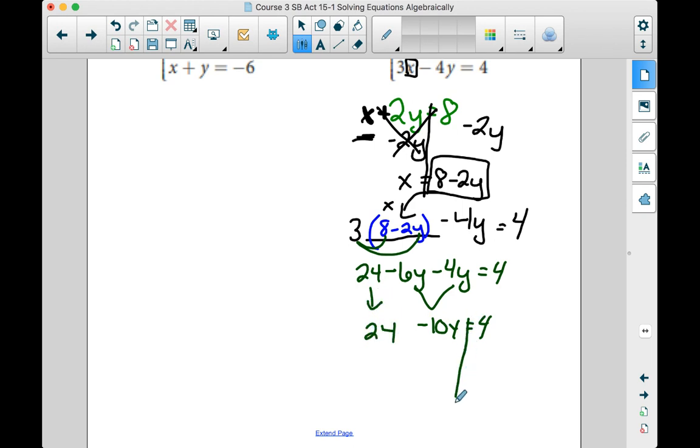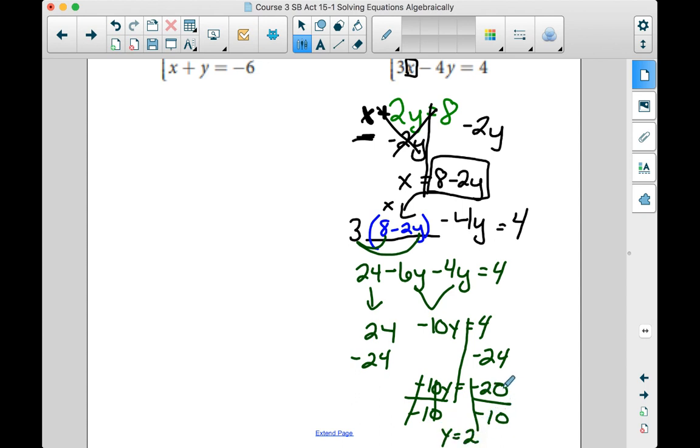Now I'm going to isolate my variable, isolate my y. I'm going to subtract 24, subtract 24. So I've got a negative 10y equals negative 20. Divide by negative 10 because I want to get rid of the negative and the 10. Divide by negative 10. My negatives cancel. Y equals 20 divided by 10 is 2.